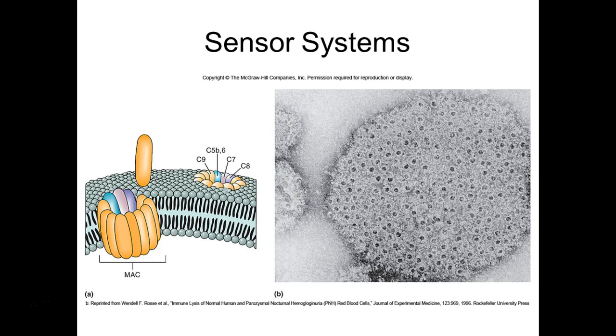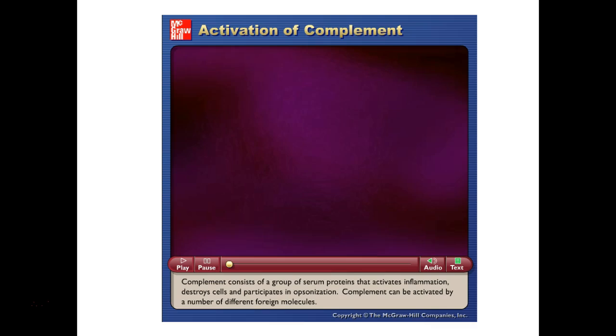All right, so there's an electron micrograph showing, look at all those dark spots. Those are all the holes, right, from MAC complexes inserting into a cell and destroying it. They ain't messing around. So, as I said, it can be activated, I've only mentioned 2 ways. In truth, it can be activated 3 ways. In this animation, unfortunately, I only show you 2.